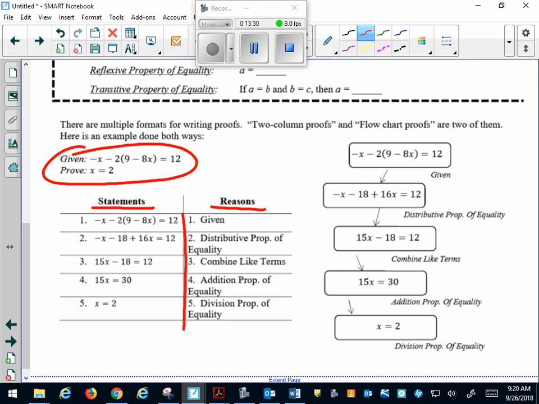Instead of saying add 18 to both sides, you call it the addition property of equality and division property of equality. Okay, so a flowchart proof looks kind of like this. Your first step is your given, your last step is still what you're trying to get to, and basically you're putting things in boxes, and you put the reason right under the box. Instead of two columns, you just have this flowchart.